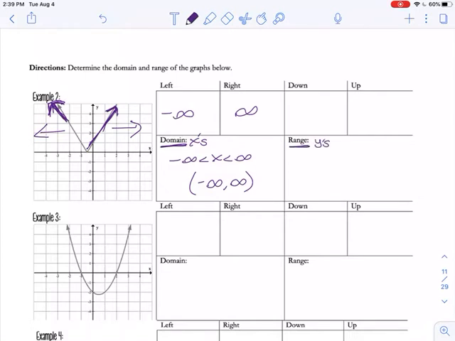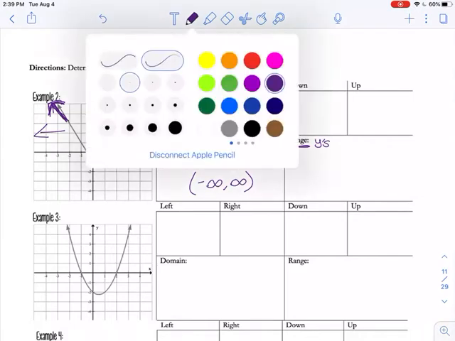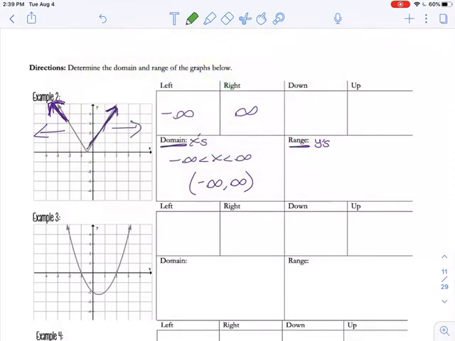All right? Now, my range are my y's. So let's look at my y's. So my highest, let me change the color here for us. My highest y value, again, I have that arrow. These arrows are saying that it's going to go forever and ever. So my highest y value is infinity. Now let's look at my lowest y value. Well, my lowest y value is right here at 0.